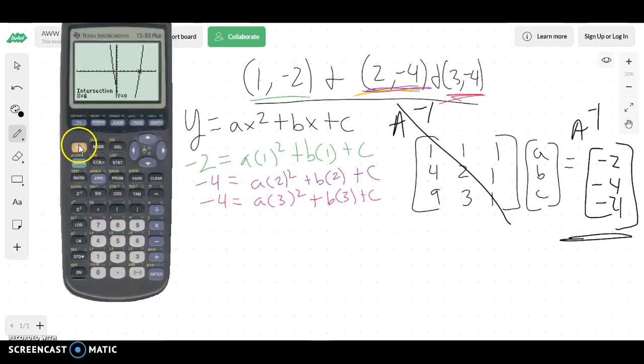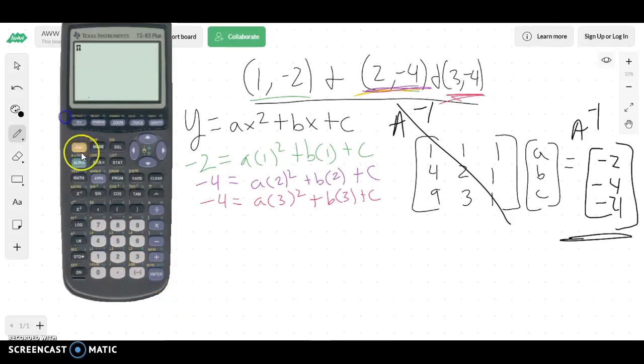So when we put that into our calculator, we'll go to second matrix. We'll edit that first matrix. Put in a 3 by 3. 1, 1, 1, 4, 2, 1, 9, 3, 1. We'll hit second quit. Go to second matrix again. We'll go to edit. This is a 3 by 1. We'll go negative 2, negative 4, negative 4.